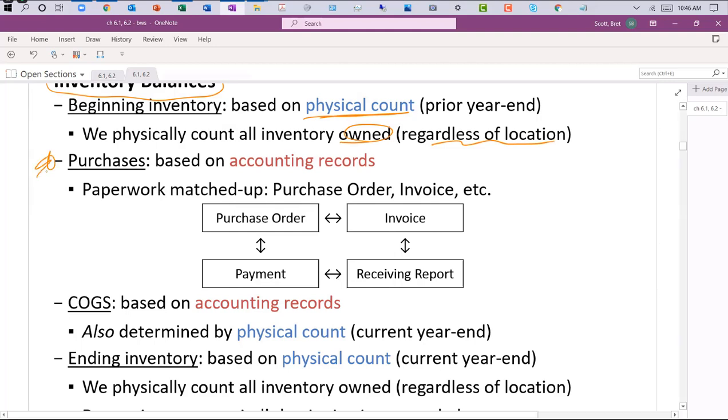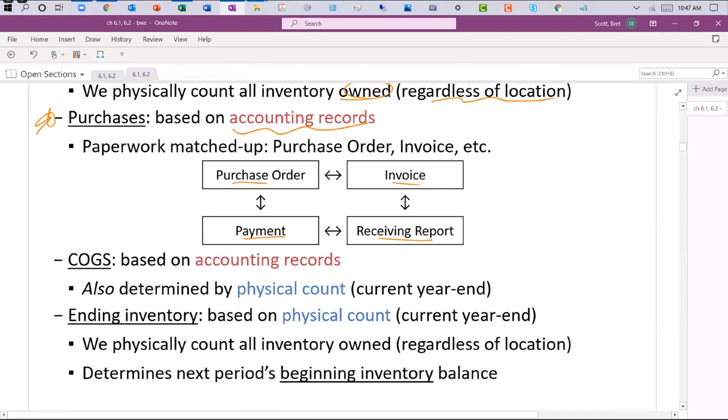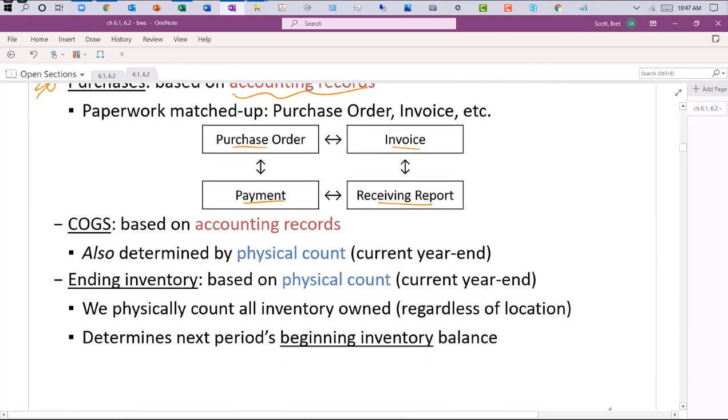Purchases. When we make purchases, typically we fill out a purchase order. It results in an invoice. We get the goods received. Our warehouse manager fills out a receiving report. We send payment for the goods that we receive. There's a lot in our accounting records that keeps track of all of our purchases. So paperwork really helps us manage that.